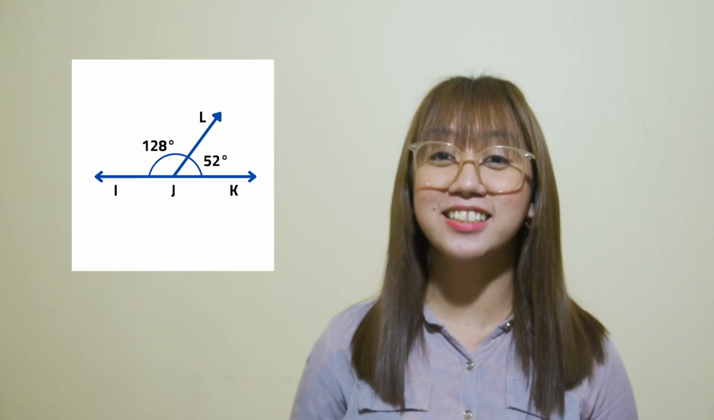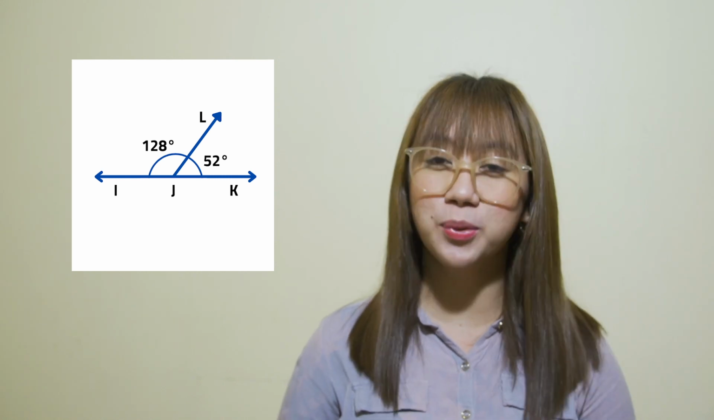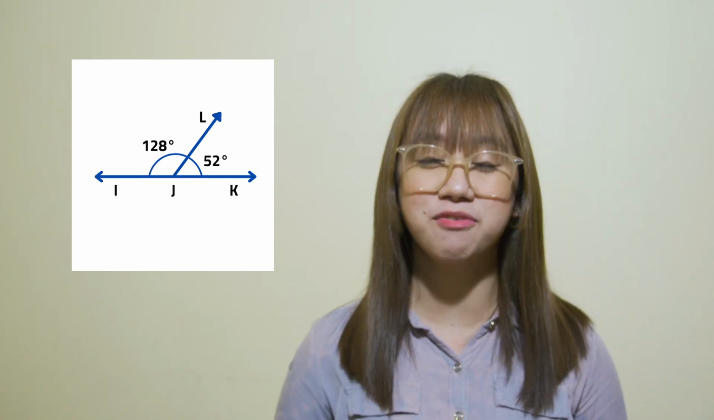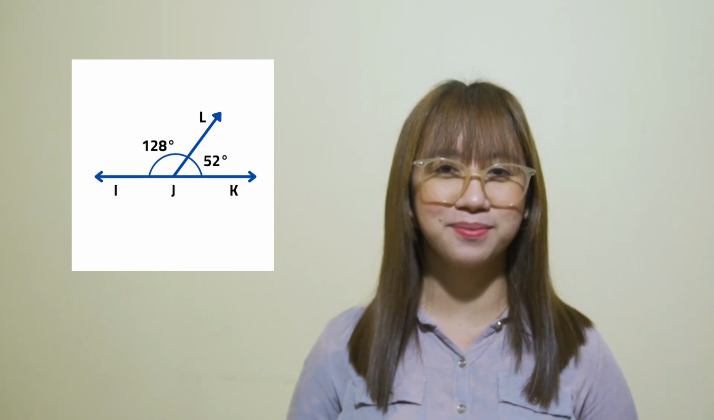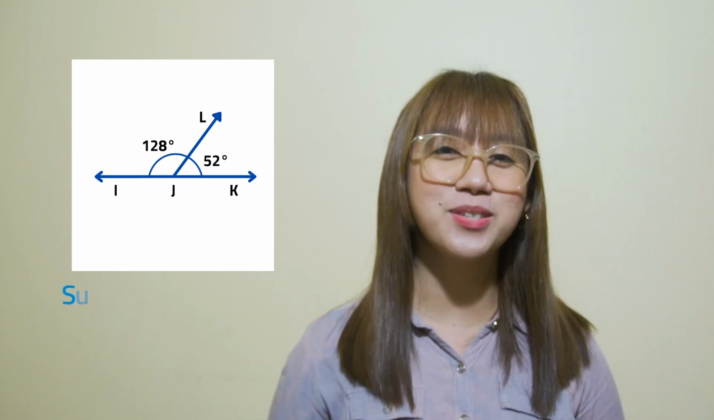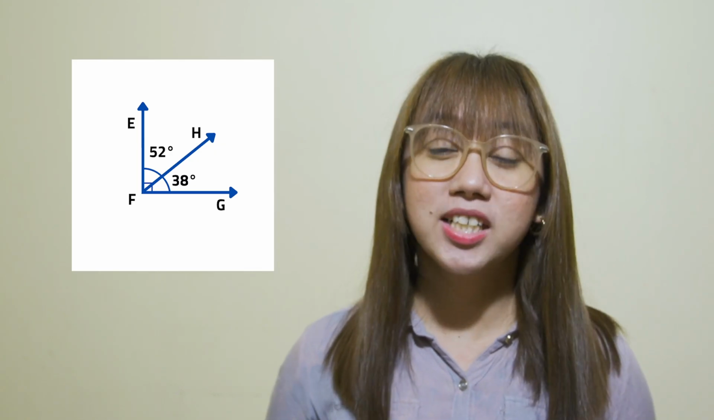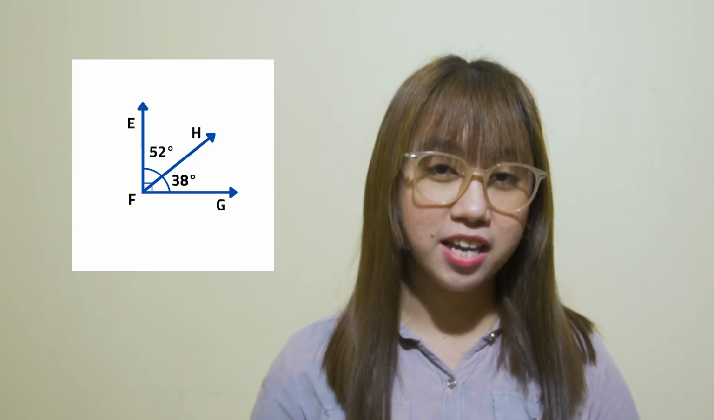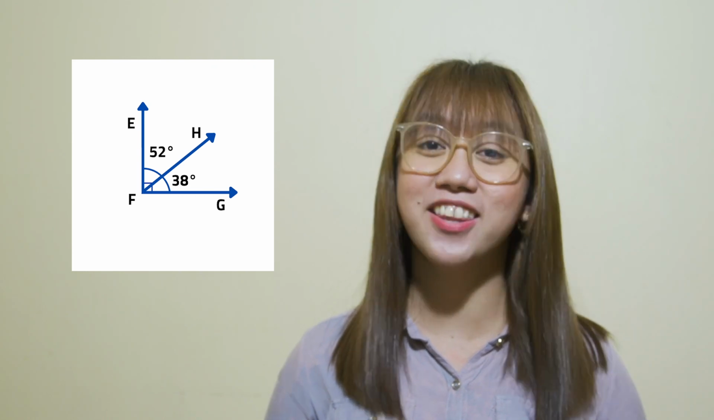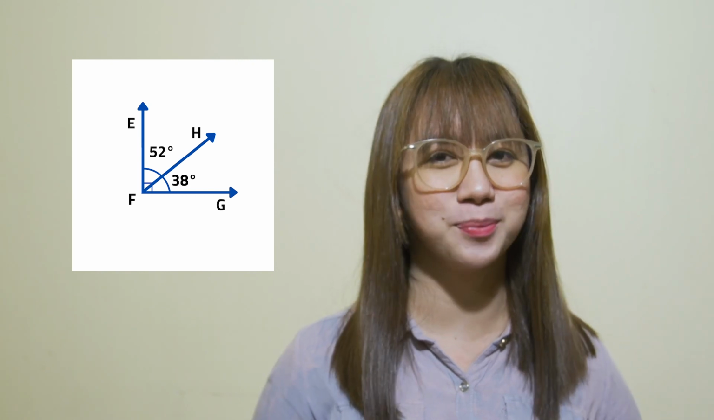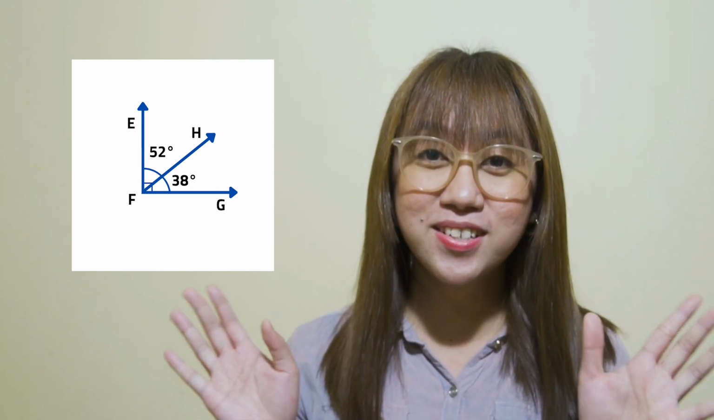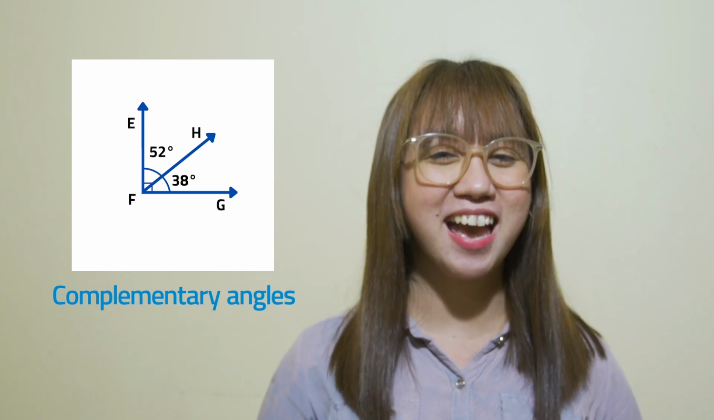Game? Let's start! Angle IJL and angle KJL measures 128 degrees and 52 degrees respectively. What do we call these angles? Correct! They are supplementary angles. Now, let's take a look at this. Angle EFH and angle GFH measures 52 degrees and 38 degrees respectively. What do you call these angles? Awesome! They are complementary angles.